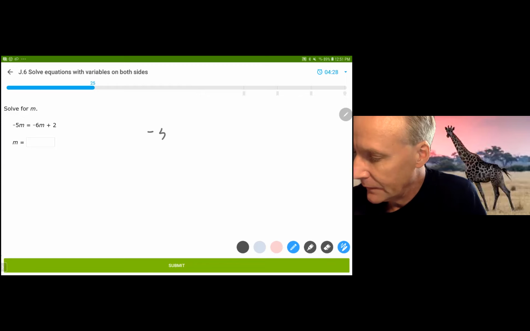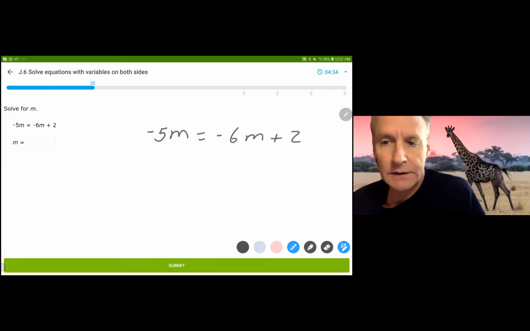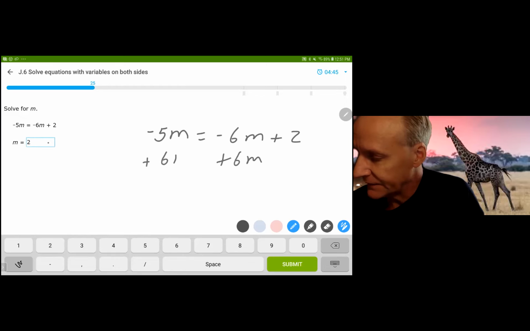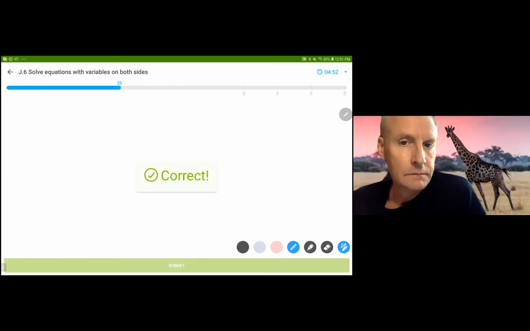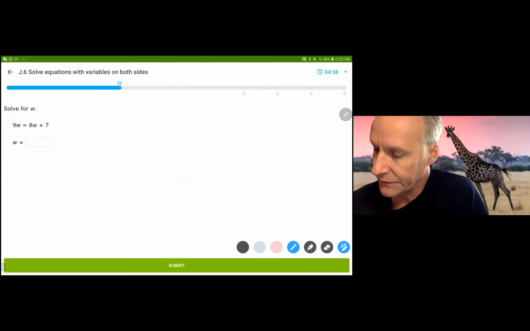Negative 5m is equal to negative 6m plus 2. And I'm going to add 6m to both sides, and I'm done. I get m equals 2. I'm just adding 6m. I'll actually get this one right this time. M is equal to 2. Now we subtract 8w from both sides, and we get w equal to 7.